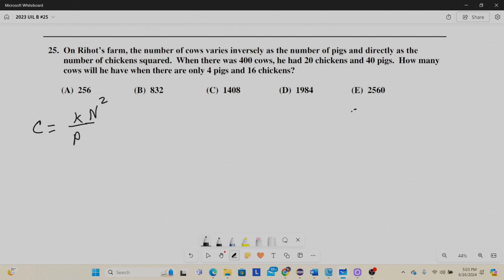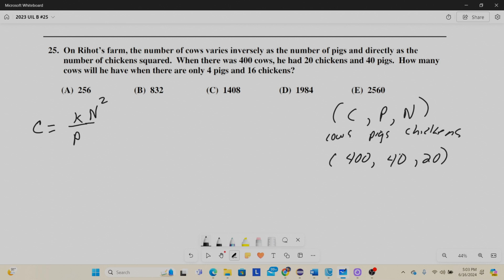So we have the following. We have cows, we have pigs, and we have chickens. So let me just remind us. Cows, pigs, and chickens. And they go on to say, when there are 400 cows, there are 20 chickens, and 40 pigs. So they give us a complete point, a complete triplet point. How many cows will we have? So you'll be searching for cows when there are only 4 pigs and 16 chickens. So we're going to use our complete point to solve for K. Then we'll have the governing equation, and then we can use that to solve for the number of cows under the new circumstances.